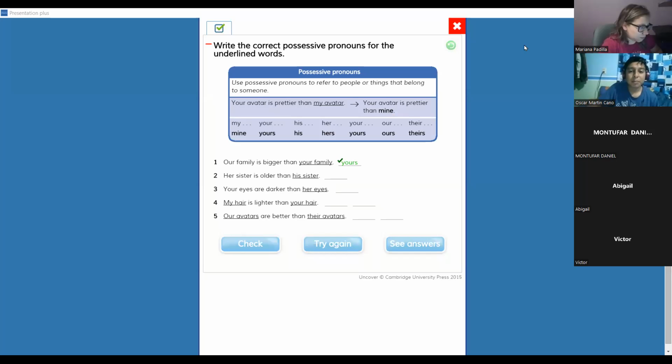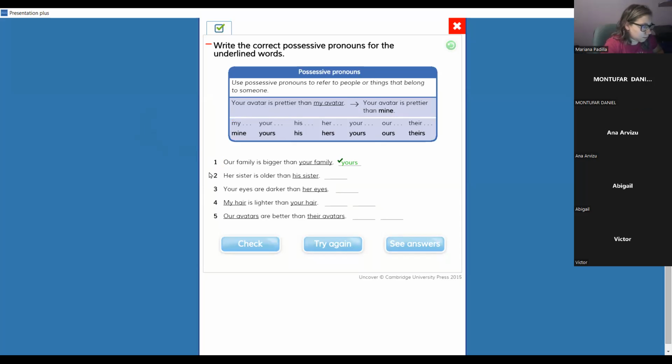Write the correct possessive pronouns for the underlined words. Okay, so what you're going to do is basically what we were just doing. Van a hacer exactamente lo mismo que estábamos haciendo ahorita. Se les va a dar la oración original y ustedes la van a transformar para usar esos pronombres posesivos. Van a cambiar, for instance, like in this first sentence, it says, our family is bigger than your family.